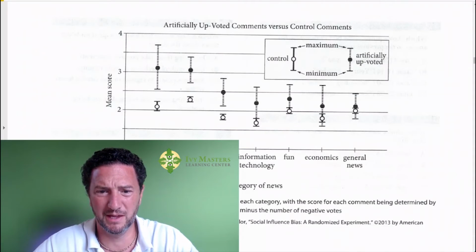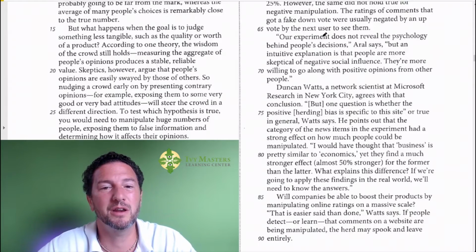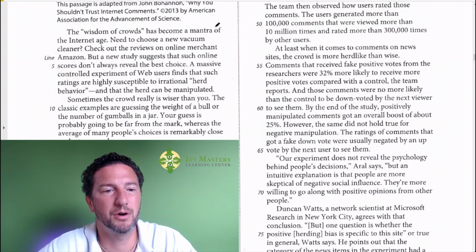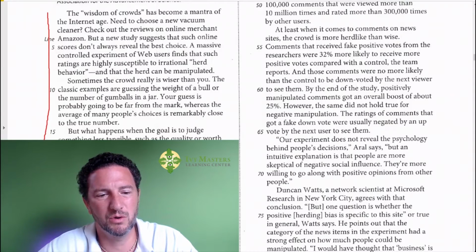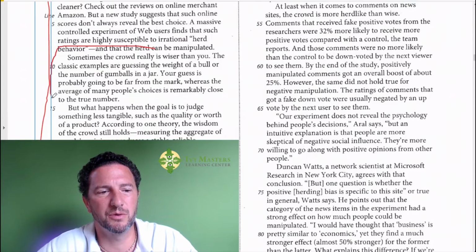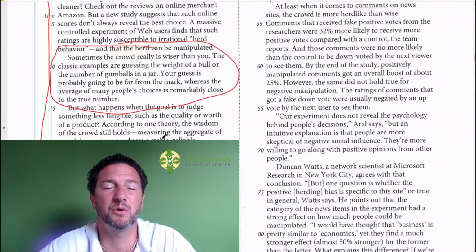So we go to the passage, and for the sake of time, we're going to go right to the answer. This beginning part is talking all about, is the crowd wiser than you, or is it not? And this paragraph's like, well, yeah, if you're working with numbers, guessing the weight of the bull and the number of gumballs in the jar, the crowd is wiser. How would we make that statement? Well, if you take an average of what everyone thinks, then the result is remarkably close to the true number.